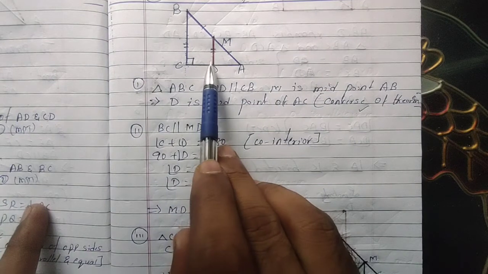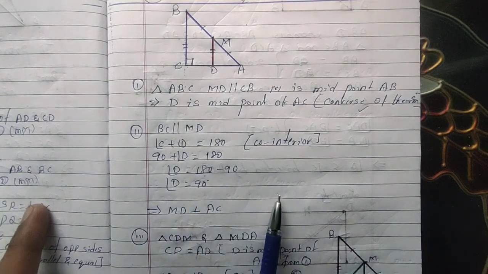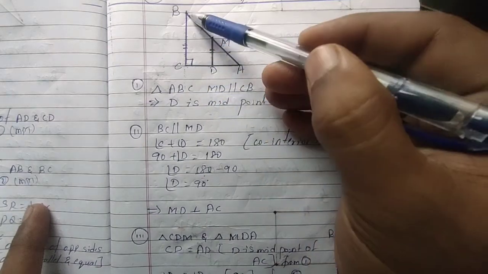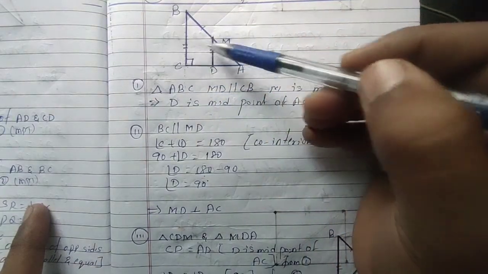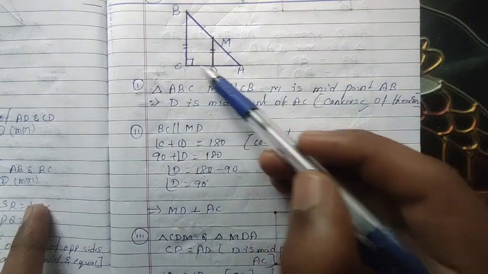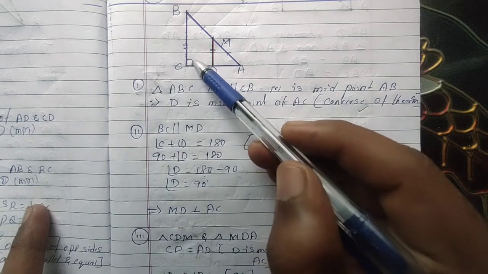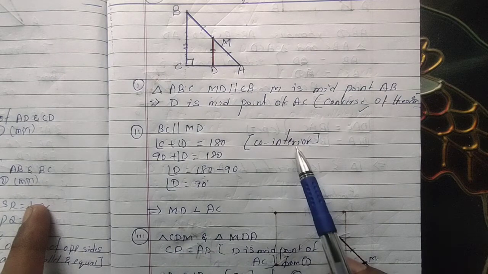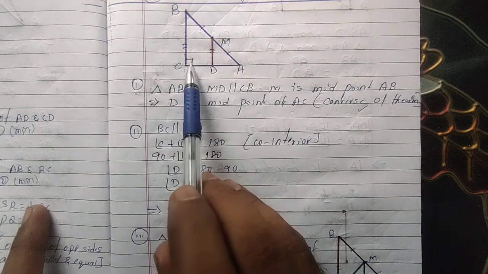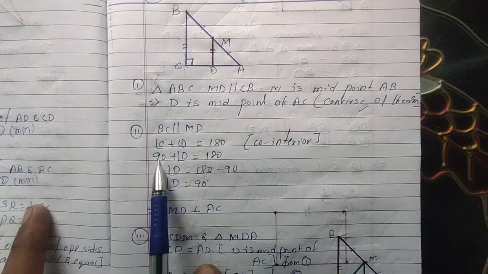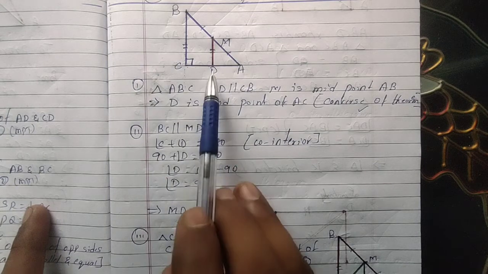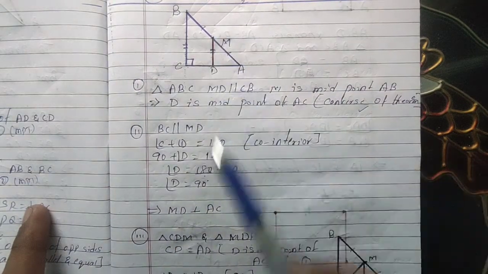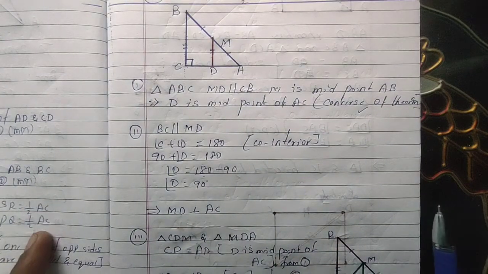Second question, MD is perpendicular to AC, we should prove. Means this angle is 90 I should prove. Look here, BC and MD, these two are parallel, then this is transversal line CD. So angle C plus angle D, sum is 180, co-interior angles. C already we know it is 90 degrees in the question. Then D also will be 90. When D is 90 degrees, then I can say MD is perpendicular to AC.